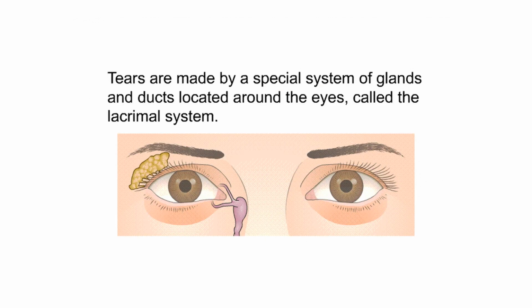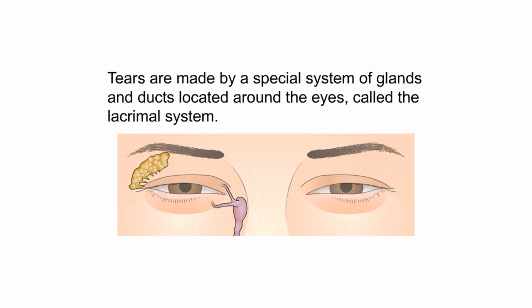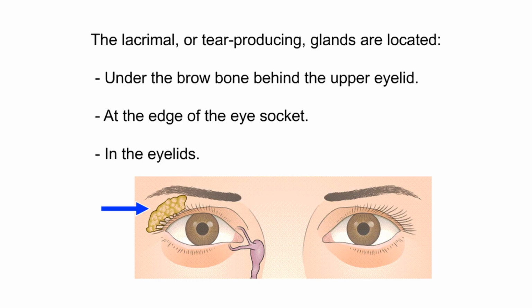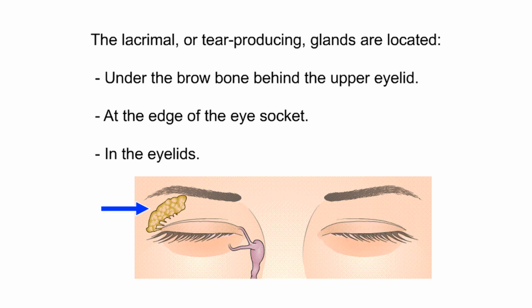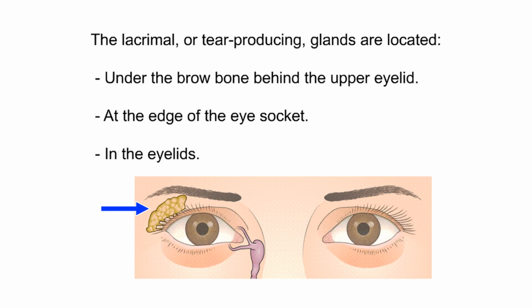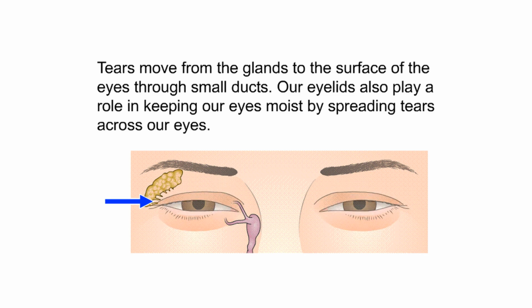Tears are made by a special system of glands and ducts located around the eyes called the lacrimal system. The lacrimal or tear-producing glands are located under the brow bone behind the upper eyelid, at the edge of the eye socket, in the eyelids. Tears move from the glands to the surface of the eyes through small ducts. Our eyelids also play a role in keeping our eyes moist by spreading tears across our eyes.